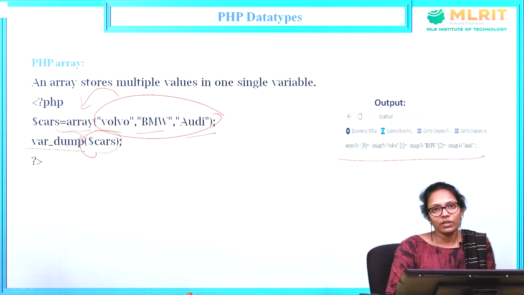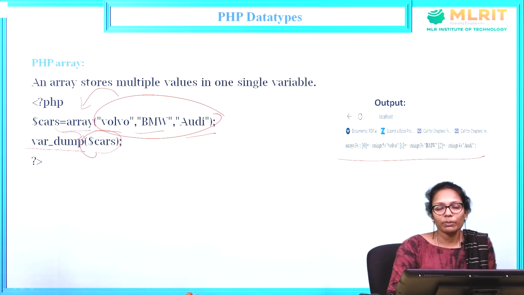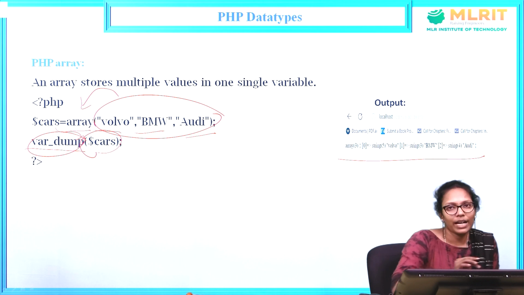The type is array and it contains 3 elements. And for each and every element, what is the type of the element? What is the size of the element? Everything it will give in detail. Why? Because you are using the function called var_dump.